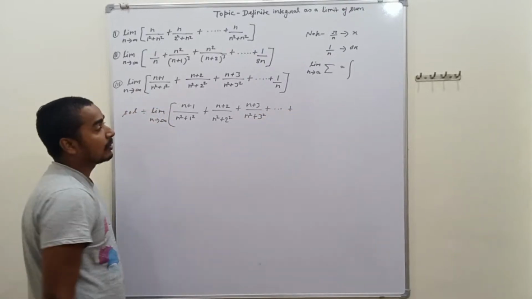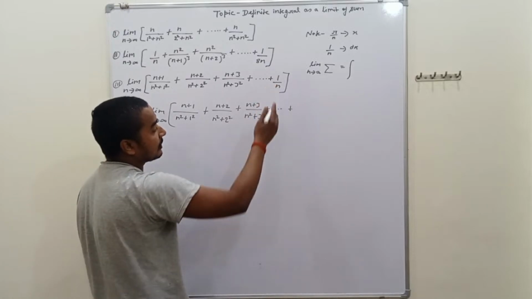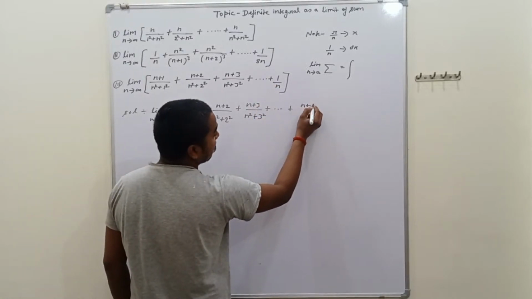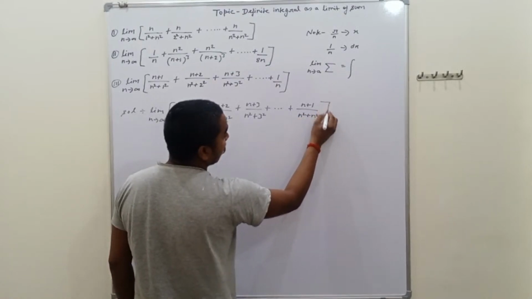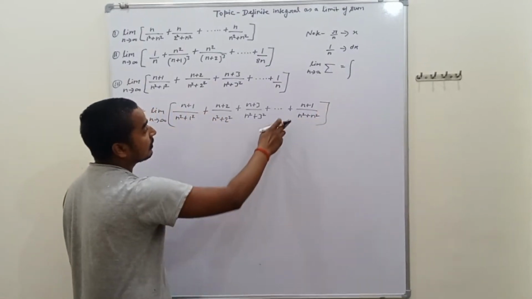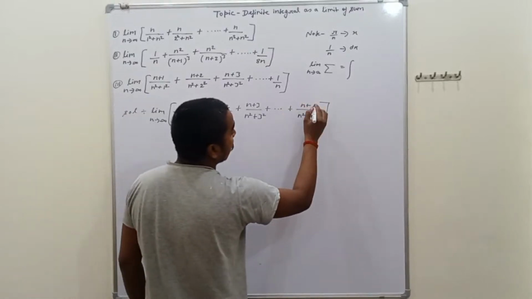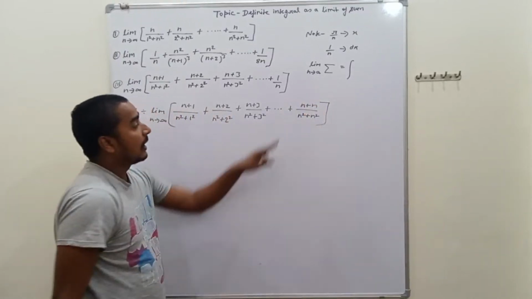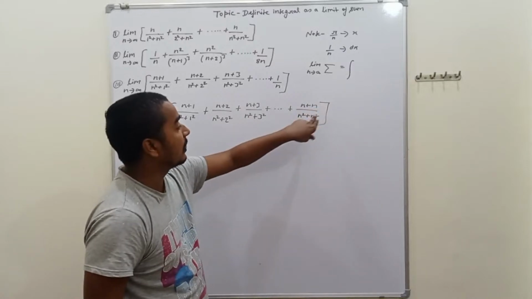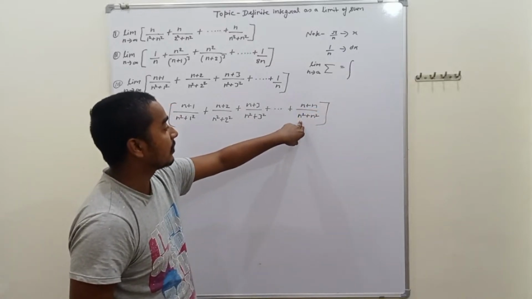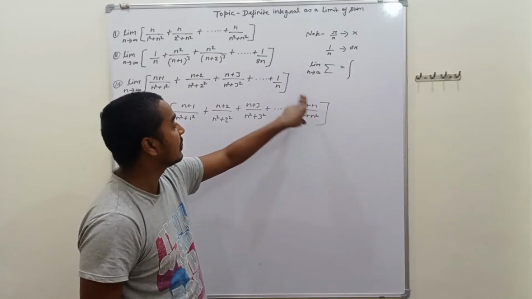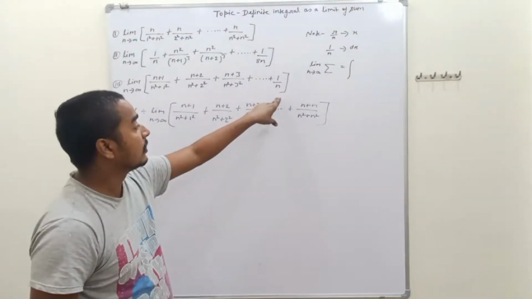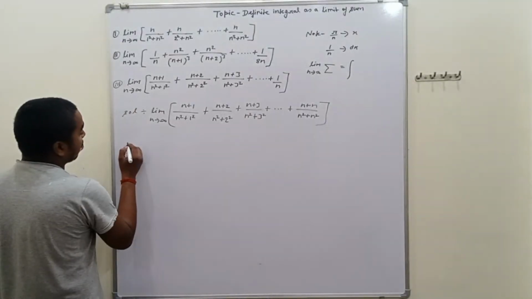We can also modify the last term of the series, that is (n plus n) upon (n square plus n square). When solving, n plus n is 2n upon 2n square. 2 and 2 cancel out, and n square and n cancel out. Remaining is 1 by n. Nothing to change.